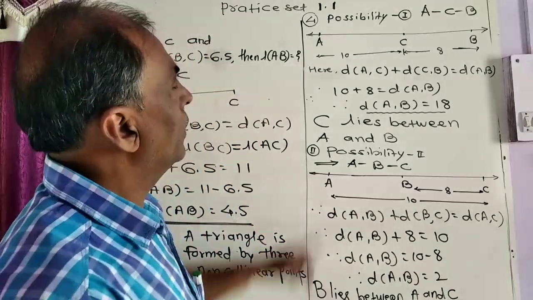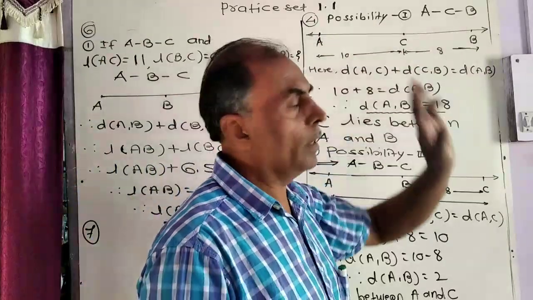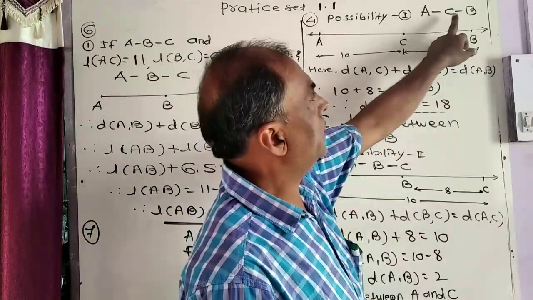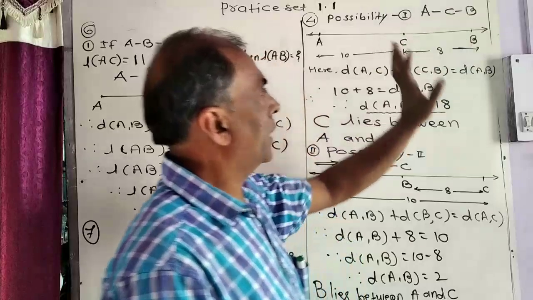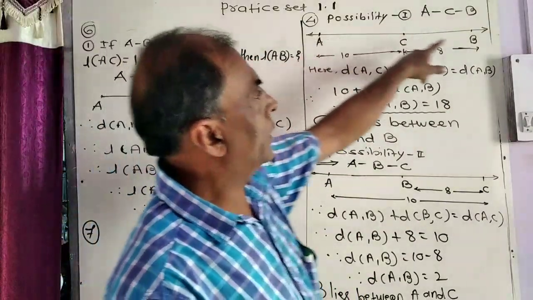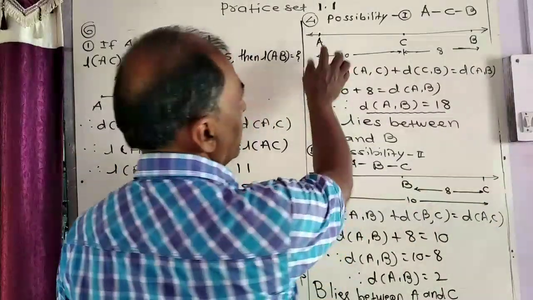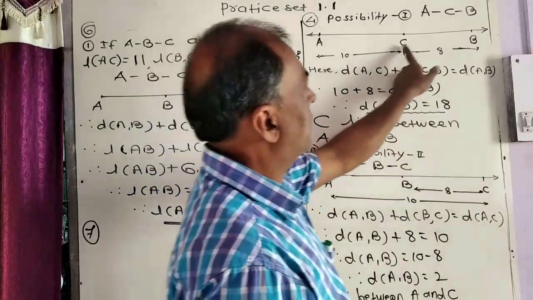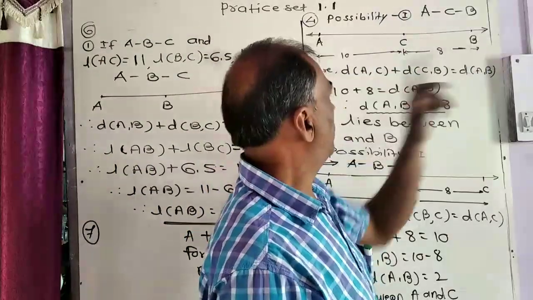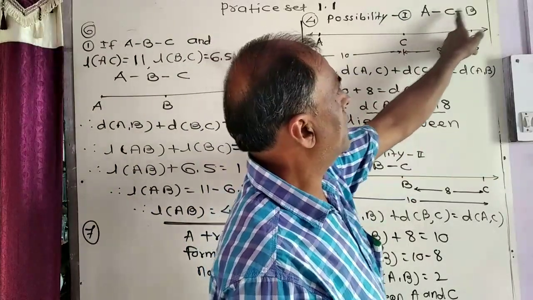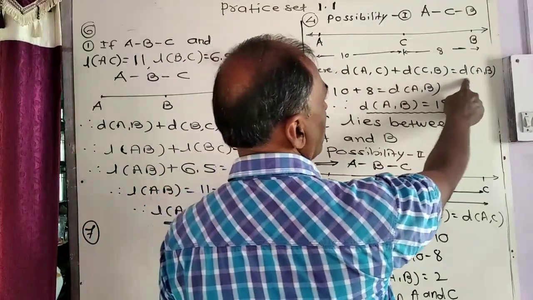For the first case, we draw a number line. Suppose we take A-C-B, meaning point C lies between A and B. Then we sketch the figure: we draw a number line, the points A, C and B are taken, distance AC is given as 10 and distance BC is given as 8. For A-C-B, we write distance AC plus distance CB is equal to distance AB.